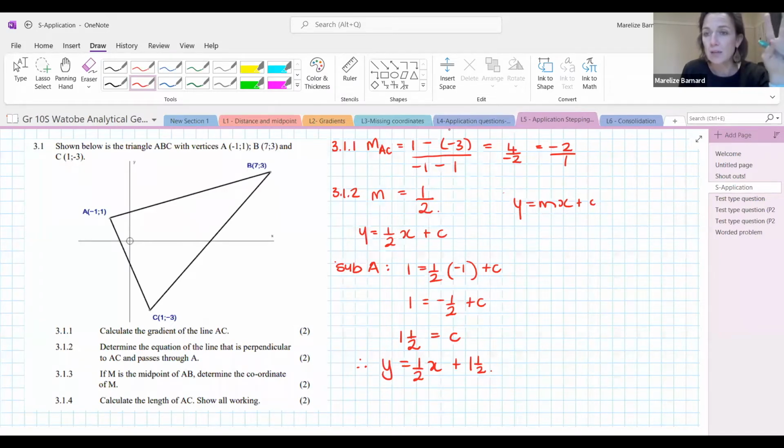Guys, we're just finding the equation of a straight line. You've been doing this since grade 9. It's just here now in analytical geometry. The analytical geometry part was for you to figure out that because the lines are perpendicular, the gradient of this line that's perpendicular to AC is a half. And read the question carefully. It is perpendicular to AC and it passes through point A.